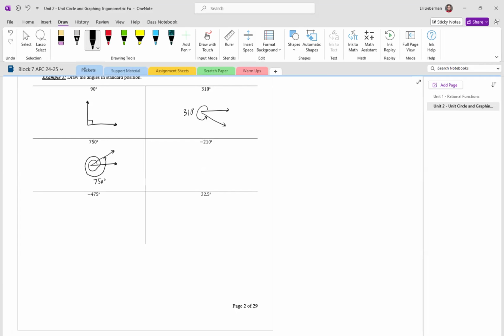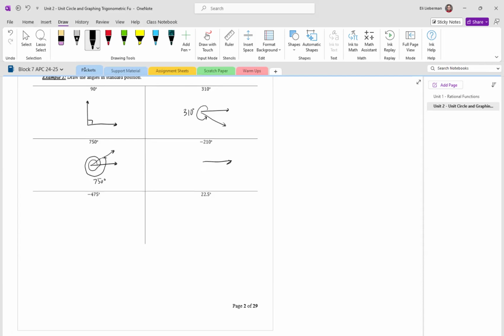end up at the same place. In other words, 750 degrees would look exactly like an angle that is just 30 degrees. So that would be called coterminal. Does that make sense? Either 30 degrees or 390 degrees. Those are all coterminal angles.